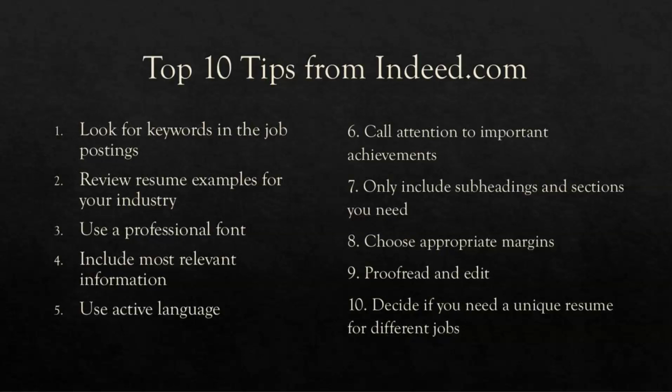For number seven, only include subheadings and sections that you need. Right now, the main things you're going to need are your summary, your contact information, your educational background, and job experience. I would say probably some skills that you have, and we'll talk about that in a second too. Those are your main sections, and then check with your senior capstone teacher on what your relevant skills are.